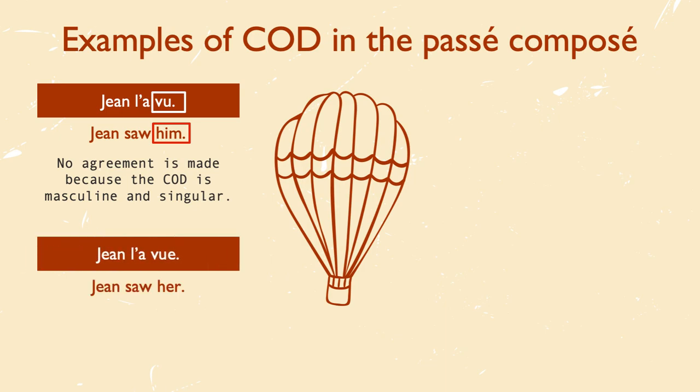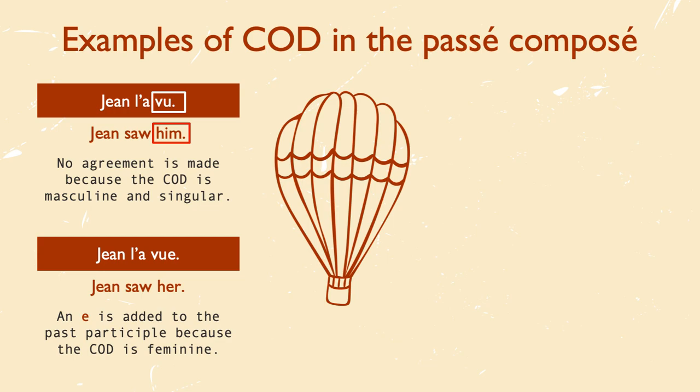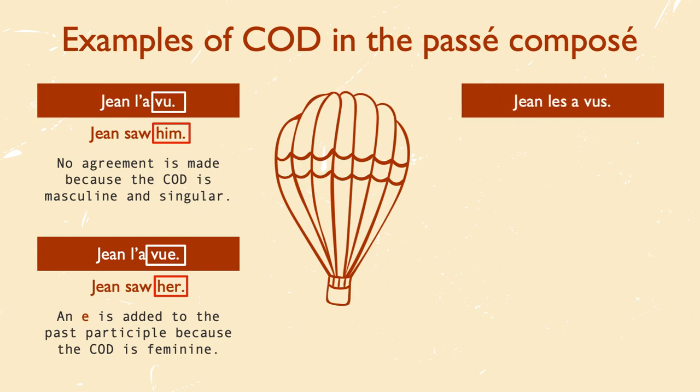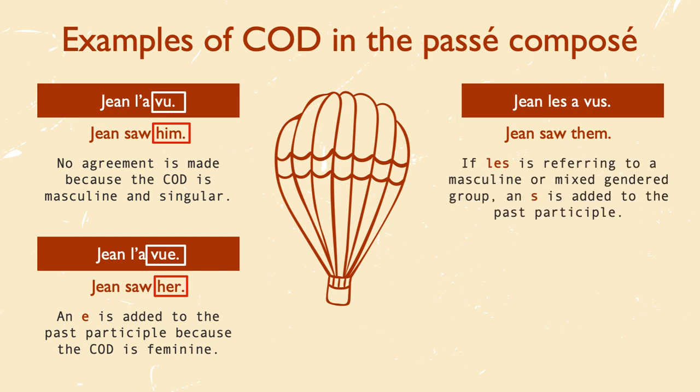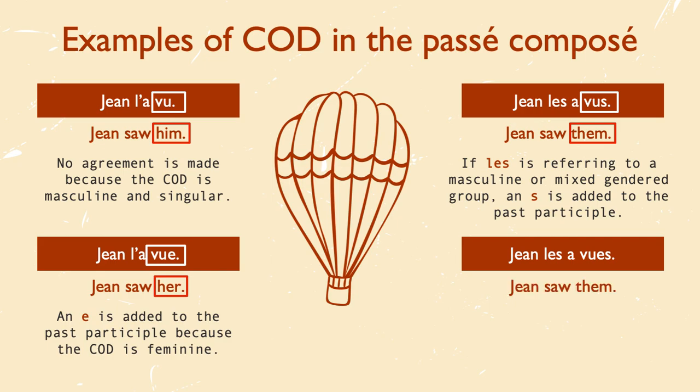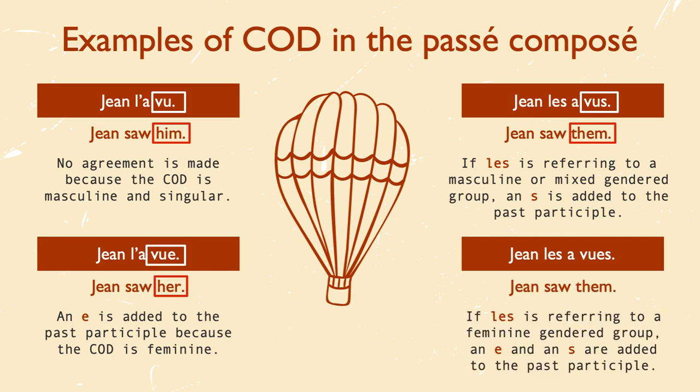Jean l'a vu. Jean saw her. An E is added to the past participle because the COD is feminine. Jean les a vus. Jean saw them. If les is referring to a masculine or mixed gendered group, an S is added to the past participle. And then finally, Jean les a vus. Jean saw them. If les is referring to a feminine gendered group, an E and an S are added to the past participle.